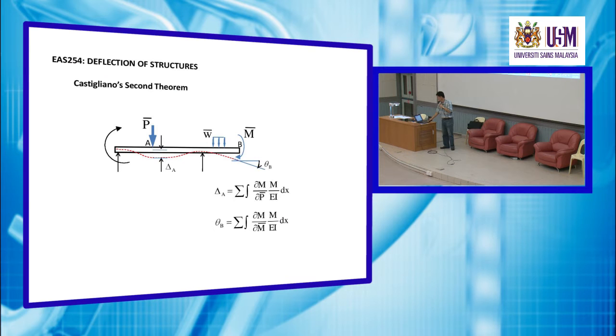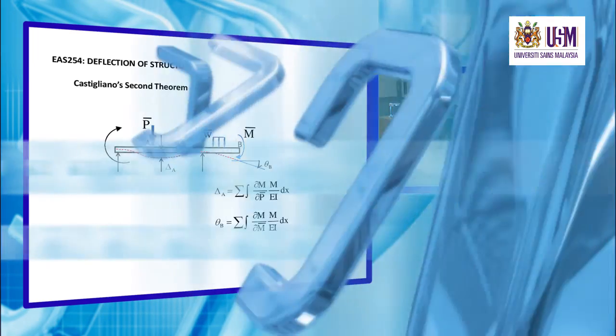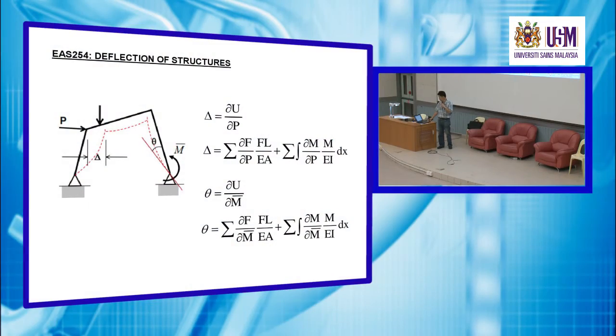For a beam, this is the equation that we need to use. Need to find bending moment for this part, this part, this part, for different parts. Bending moment here, bending moment here, bending moment this part, this part, this part, because bending moment changes. So you have to evaluate this integration separately and do the summations. And if you want to find rotation here, then remember rotation: differentiate with respect to applied moment, displacement: differentiate with respect to applied force. Okay. Finally, frame, you can just summarize.